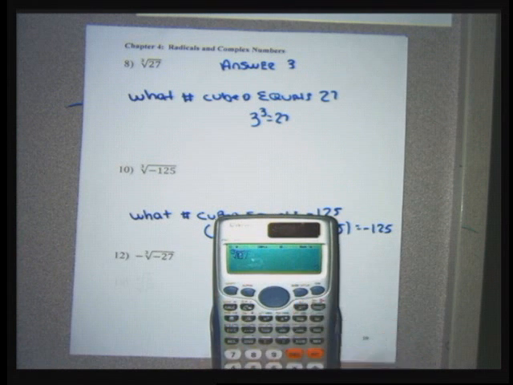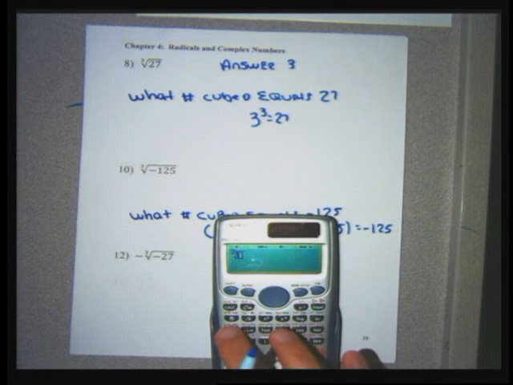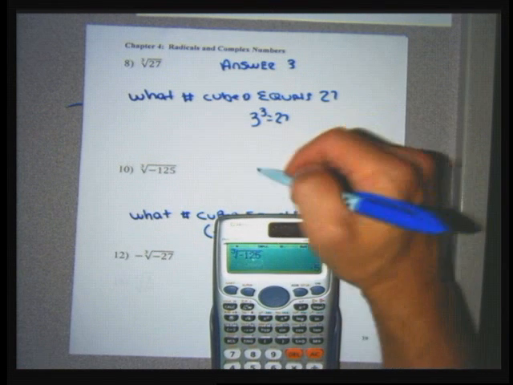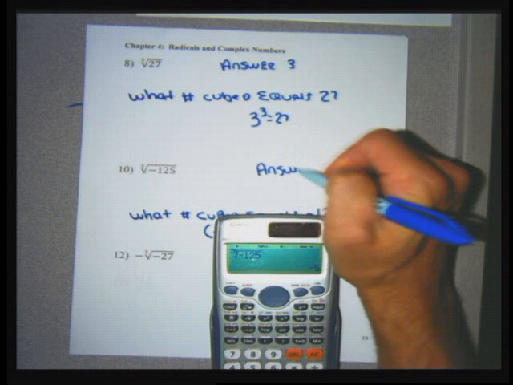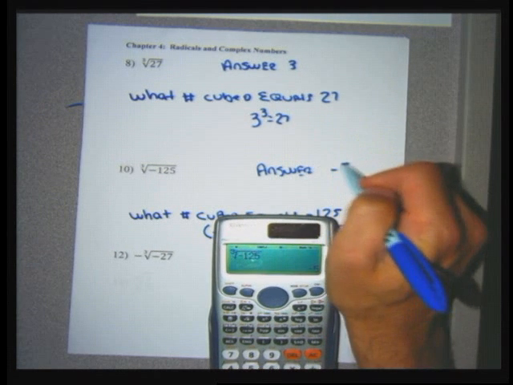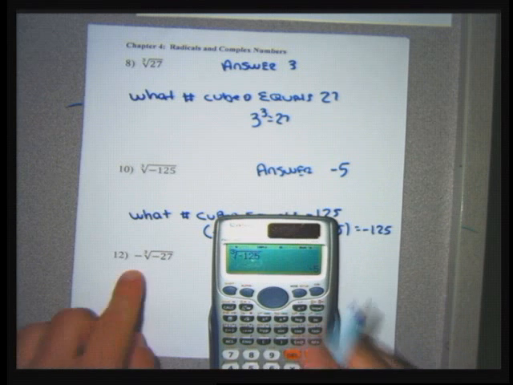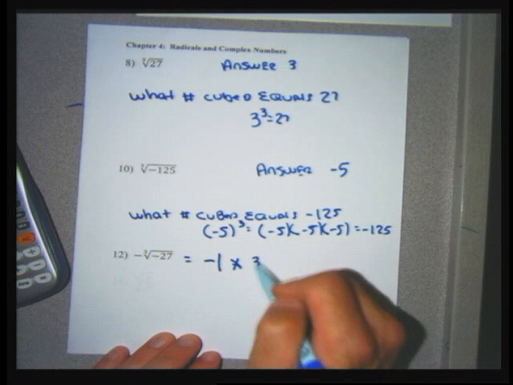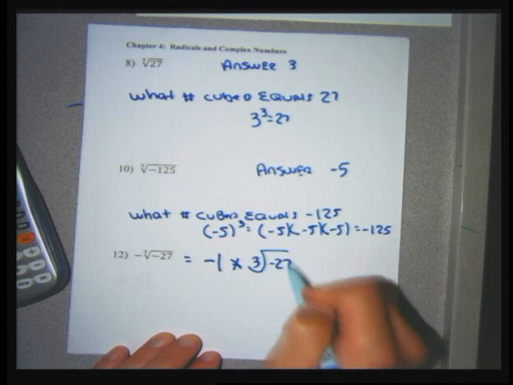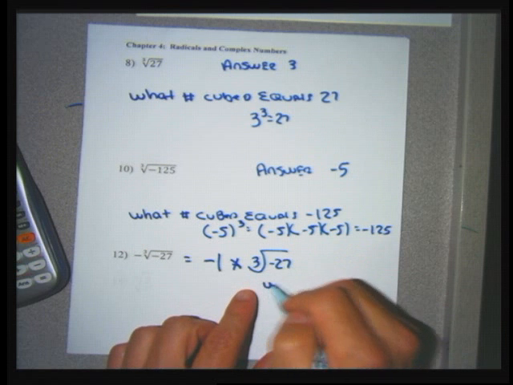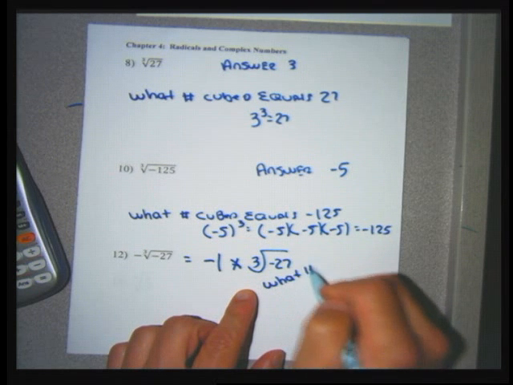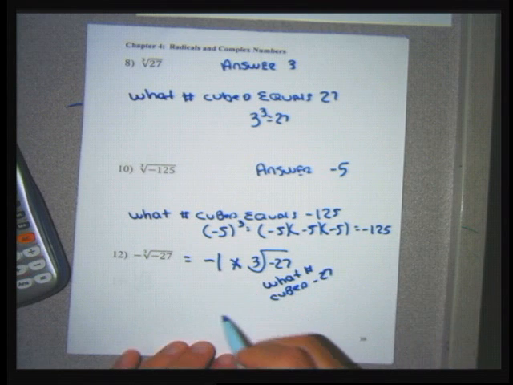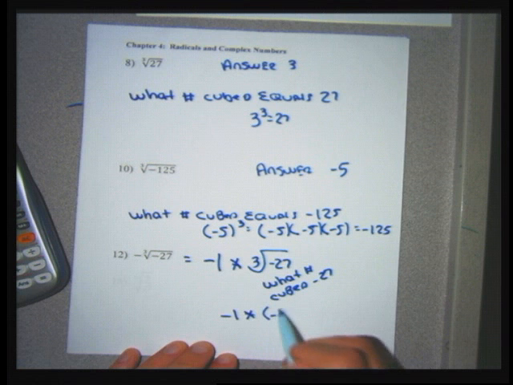So I'm going to go shift, and then the negative I need is a negative under the fraction, and then 125. And then my calculator will tell me the answer to this is -5. The 12 is saying this really means -1 times the cube root of -27. The cube root of -27 is asking me what number cubed is -27, and -3 cubed is -27.